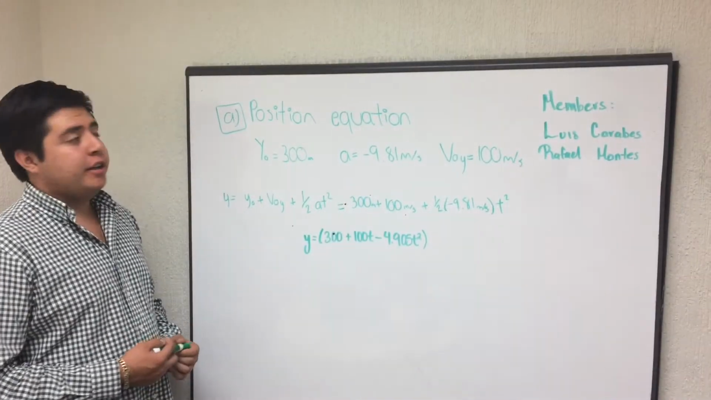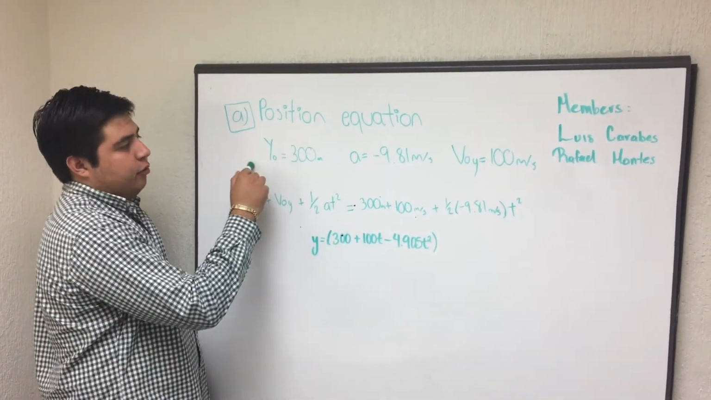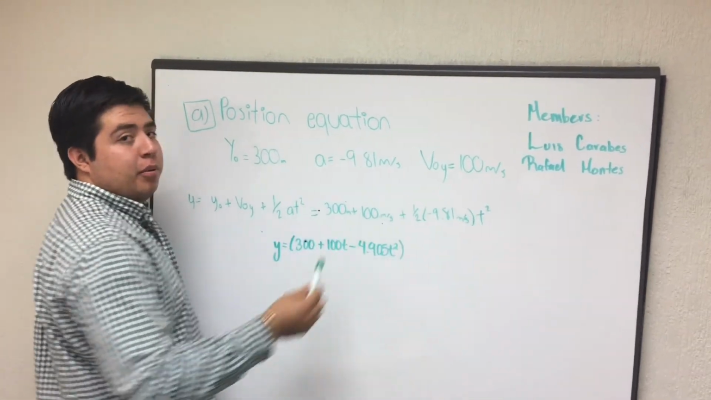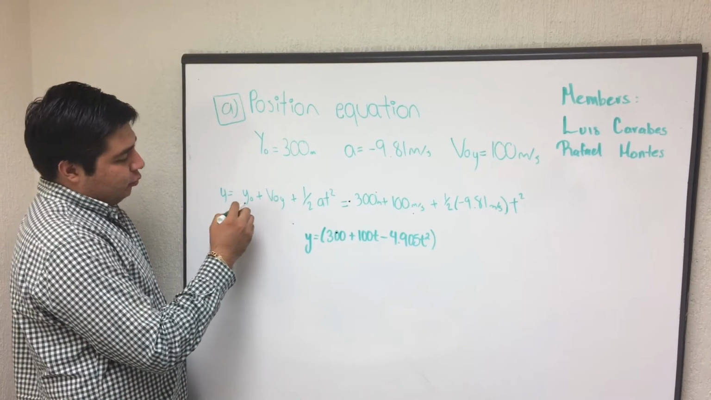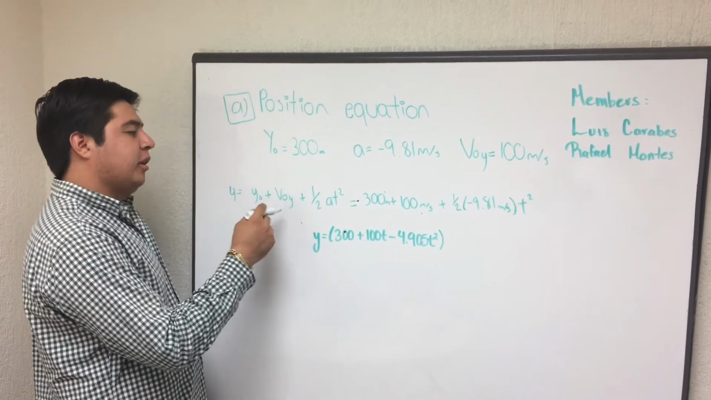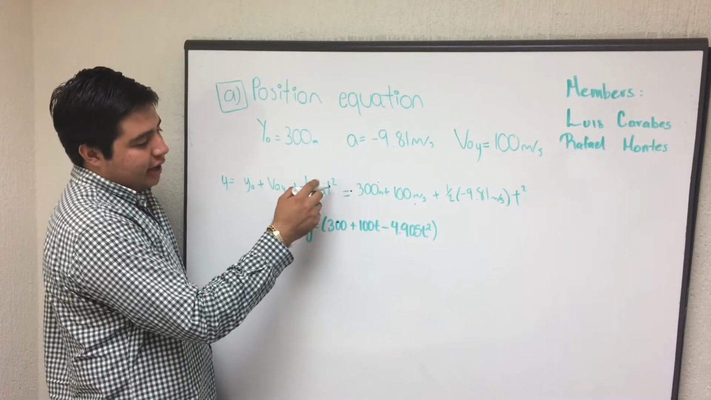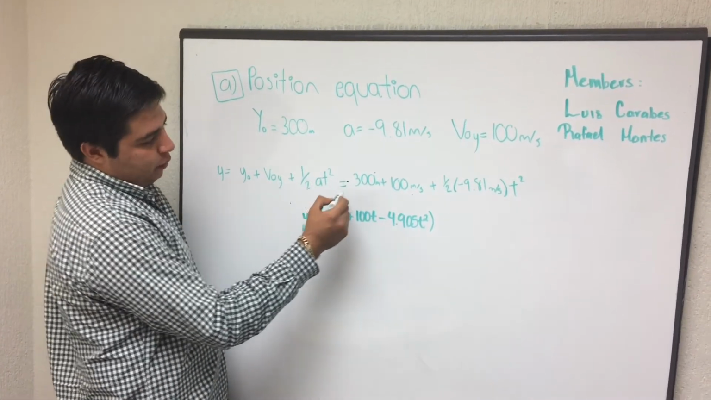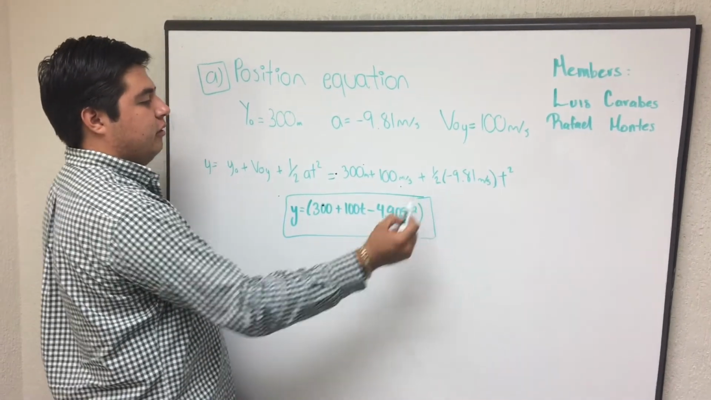We need to find our position equation. We got this information that the problem established. Then we have the formula: y equals y0 plus the initial velocity times t plus 1/2 of g times t squared. Then we substitute with the values and we obtain this equation.